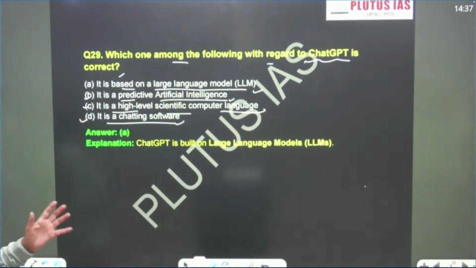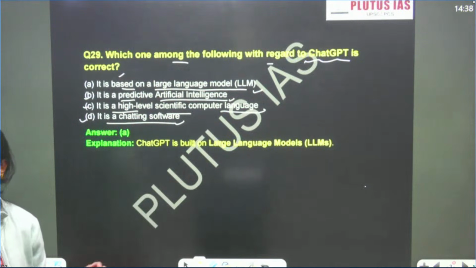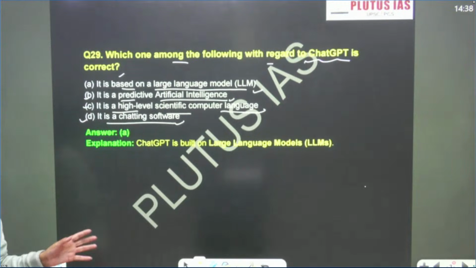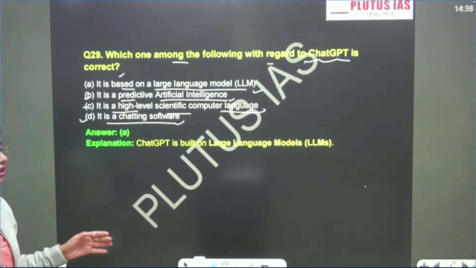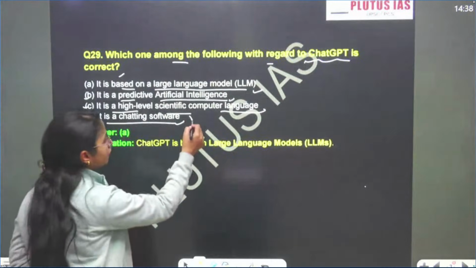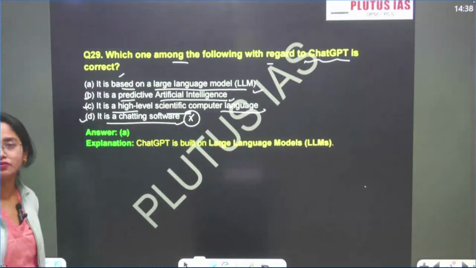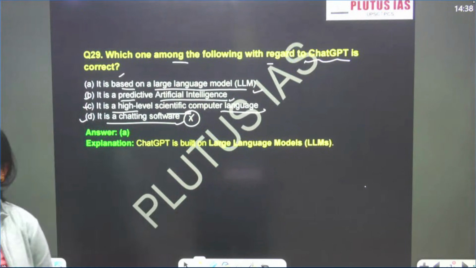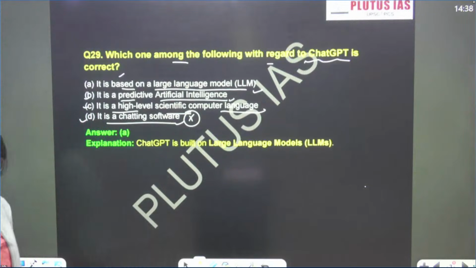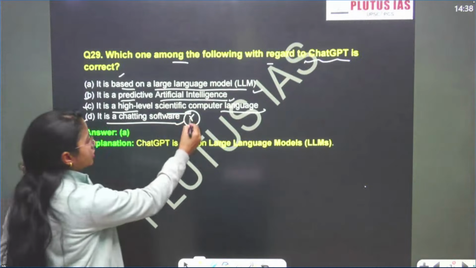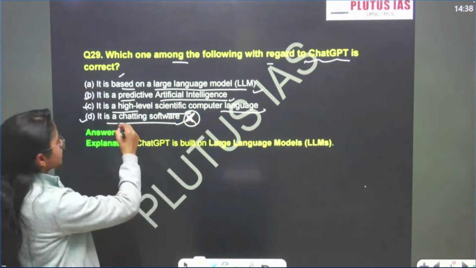This kind of question can seem a little bit confusing, but it is not actually. Why? Even if you do not know the exact answer, you can reach the correct answer by elimination. Suppose you say it is a chatting software. No, we do not chat with it, we just put a request, and because of that particular demand of the question, it gives us an answer. So it is not chatting software. This is correct, this is incorrect.